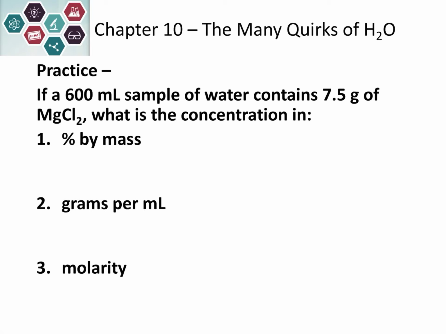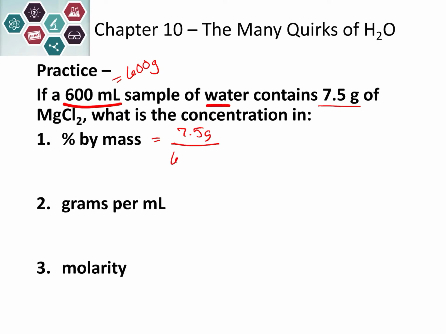Then we have a couple more examples. Percent by mass again, grams per milliliter, and another molarity problem. In this problem we're given 600 milliliters of water that has 7.5 grams of magnesium chloride. Remember, percent by mass, we're going to use grams of solute, so 7.5 grams over grams of solvent, which is 600 milliliters, and that is going to be equal to 600 grams because we're dealing with water.